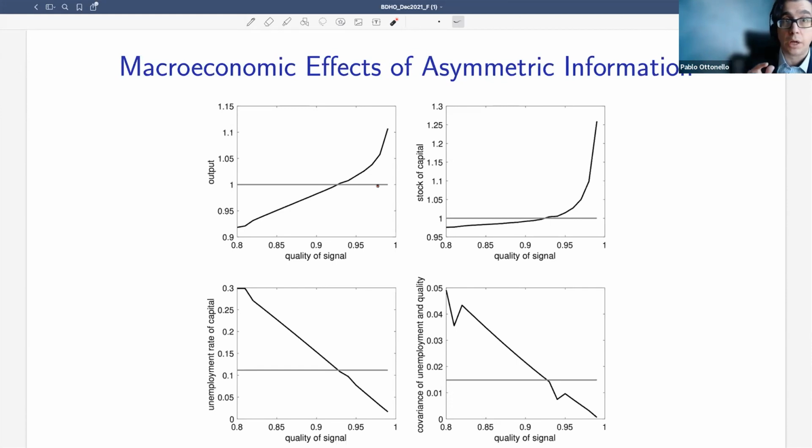In addition to that, sellers here are waiting more because of the signaling. So as you approach the economy with full information, you start having less unemployment of capital. And finally, given that asymmetric information affects sellers of high capital quality, as you approach an economy with full information, those that can now sell their properties faster are precisely the sellers of high capital quality. Okay, so that is why the covariance between unemployment and quality declines.